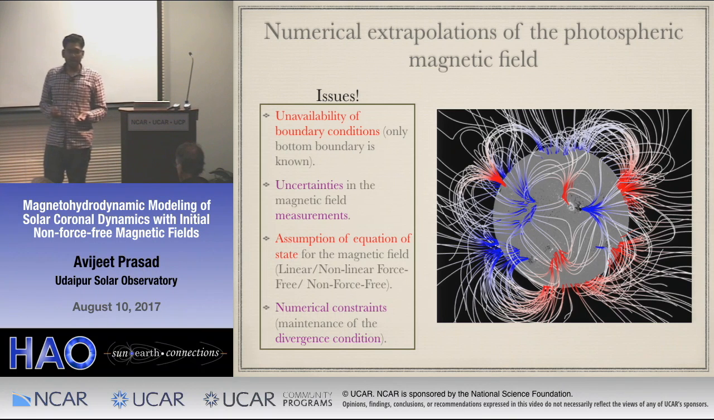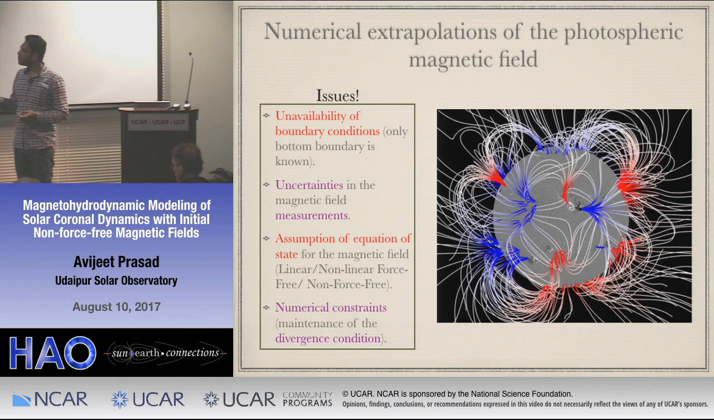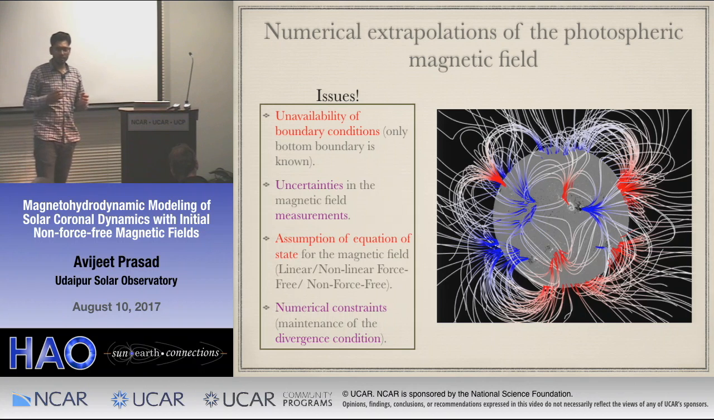And there are other techniques also, for example, nonlinear force free field extrapolation. But these numerical techniques have certain issues. For example, unavailability of the boundary condition. From observations, we know the magnetic field only on the lower boundary, which is the photosphere. And for our extrapolation, we always have to assume some boundary conditions for the side and top surfaces. Further, there are uncertainties in the measurement of magnetic field in the photosphere itself.